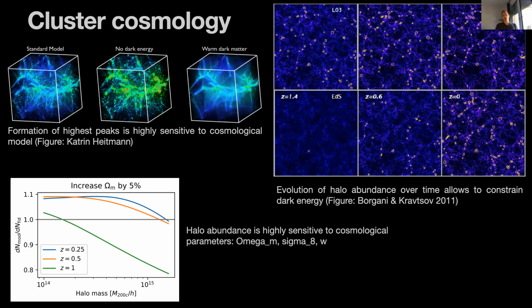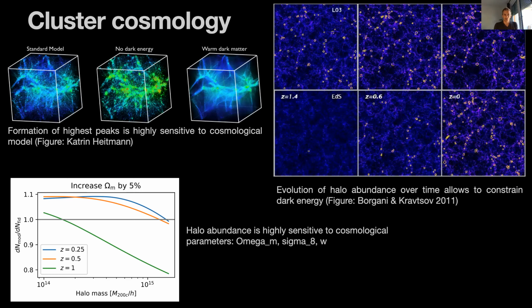Now, to get a little more quantitative, I have this plot on the bottom left for you, and I show you the change in the halo mass function, so the abundance of halos, when I change omega matter by 5%. And you see that the change in halo abundance is rather dramatic. So again, if we have a good measurement of the halo abundance, we should be able to learn about cosmological parameters rather precisely.